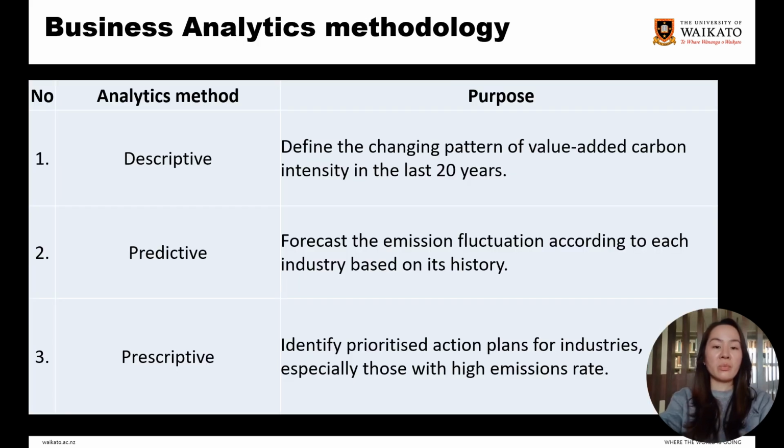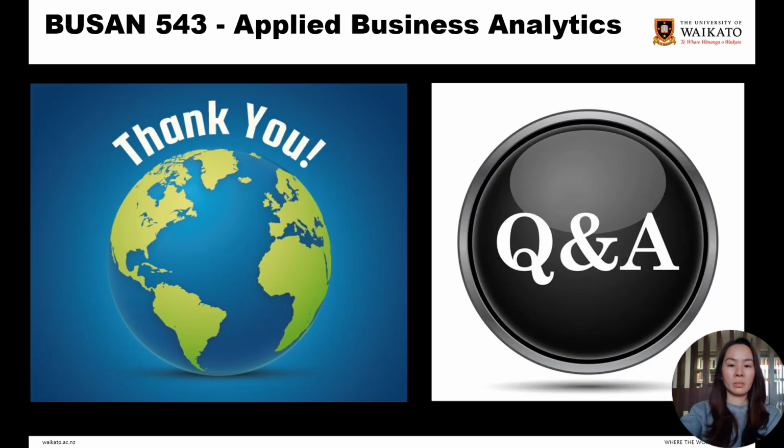And these are all of the methodologies I'm going to use. For the descriptive method, I'm trying to define the changing patterns of value-added carbon intensity over the last 20 years. Predictive, I'm trying to forecast the emission fluctuation for each industry based on its history. And finally, the prescriptive, I'm trying to identify priority action plans for industries.